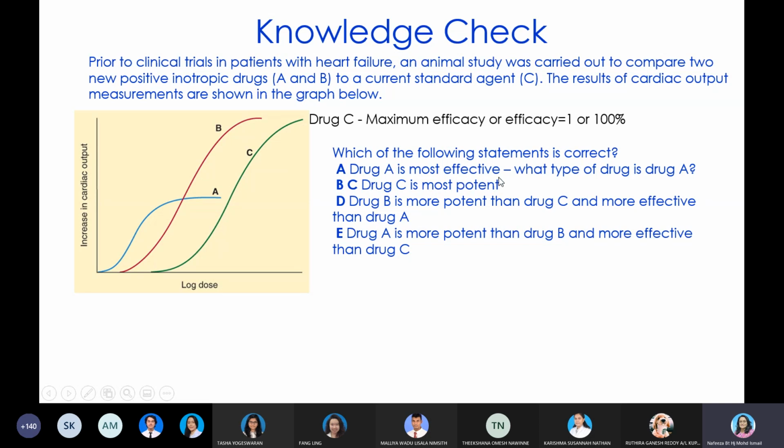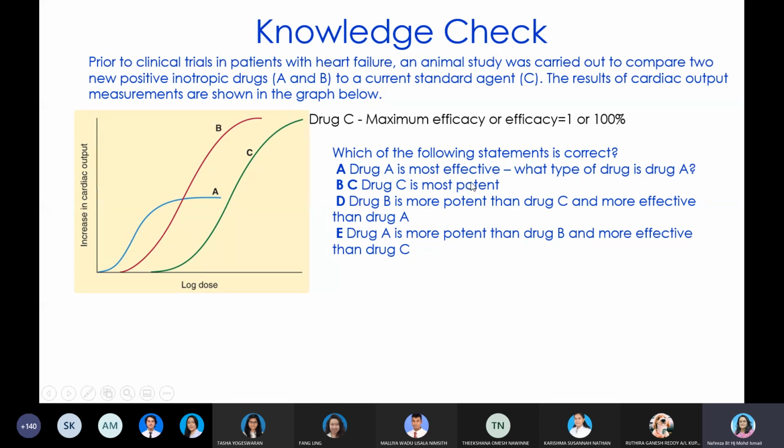Drug A is most effective. Right or wrong? Wrong, of course, because the efficacy is less than 100%. Here is 100% maximum efficacy. What do you think drug A is? Partial efficacy. Fantastic, excellent. Drug A is a partial agonist, so it cannot be the most effective, because we have better drugs which can give you more efficacy.